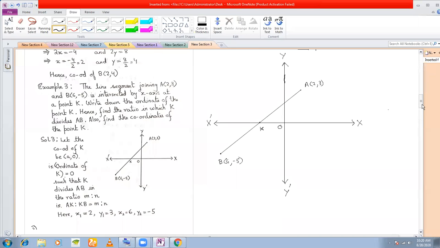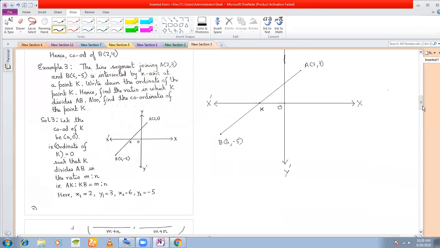What you do here is, before assuming this, you realize that whatever will be the coordinates of K, K is a point on the x-axis, and remember that any point on the x-axis will have the y coordinate 0. Whatever the x coordinate is, y coordinate will definitely be 0, right? You agree? Yes, sir. So what we do here is we take the coordinates of K as say a comma 0.